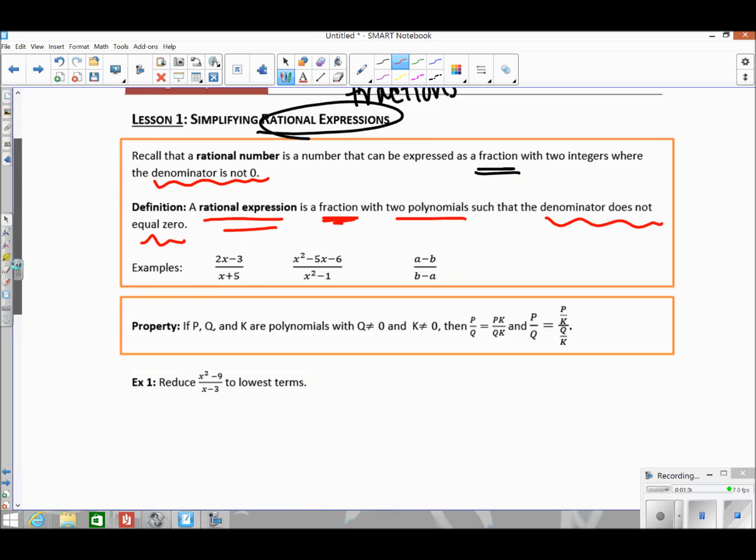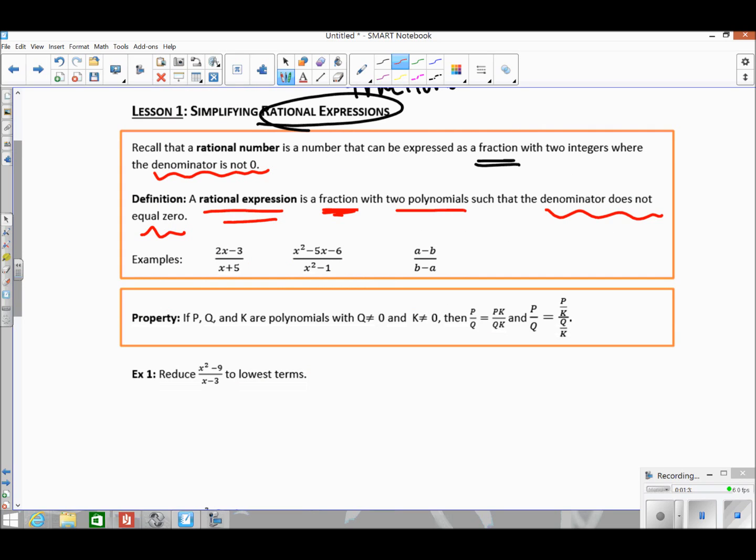So this first property here is that if you were to multiply by k, you would do it to the top and bottom, and you would get an equivalent expression, p times k over q times k, where p, q, and k are all polynomials. And the same works for dividing. You can divide the top and bottom both by k, and it would still be equivalent. So that's going to be useful when we look at simplifying. It'll also be useful when we come back and we do simplifying complex fractions.